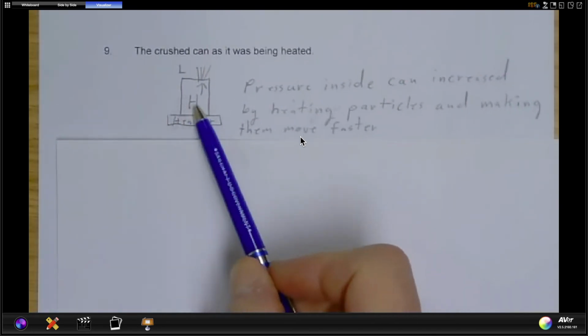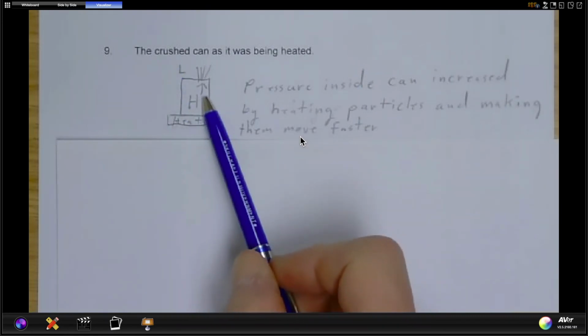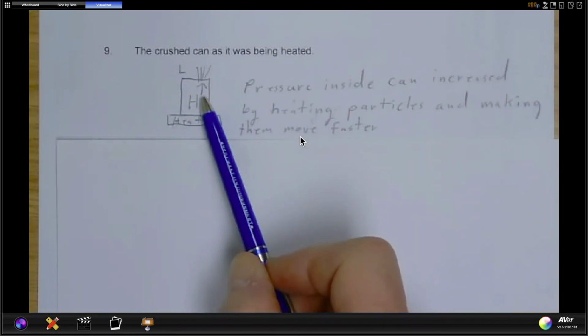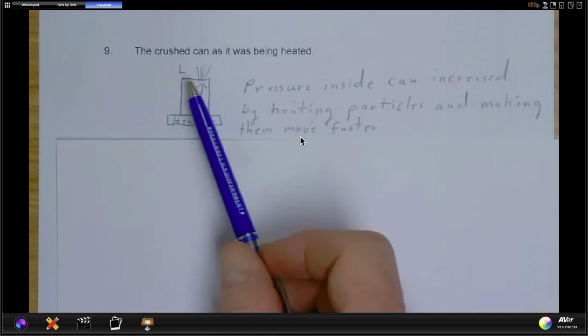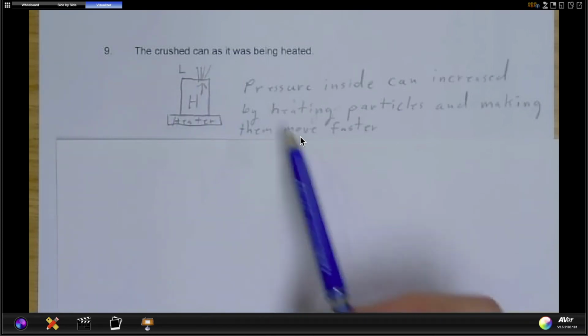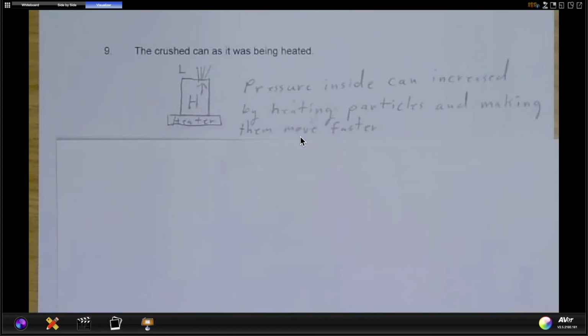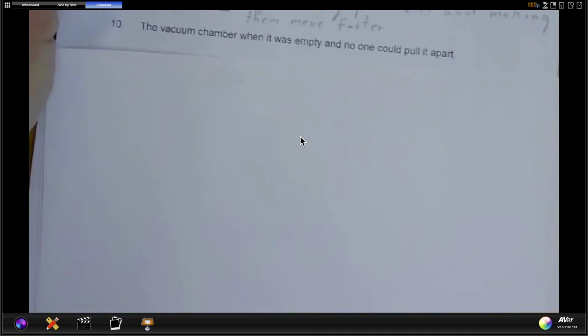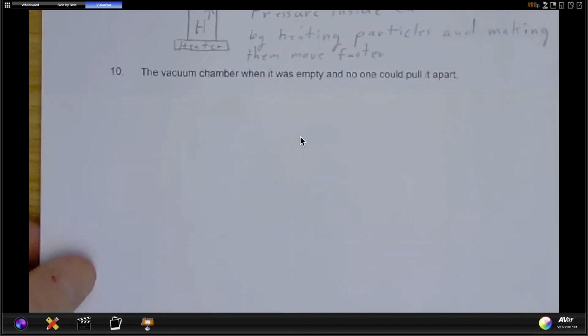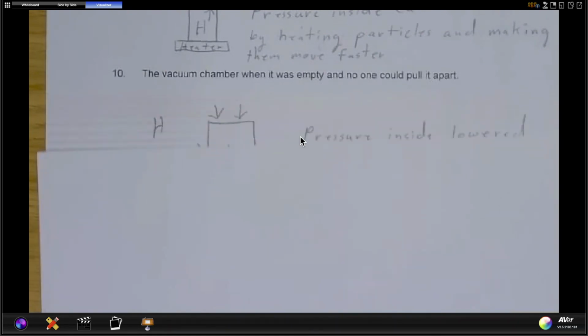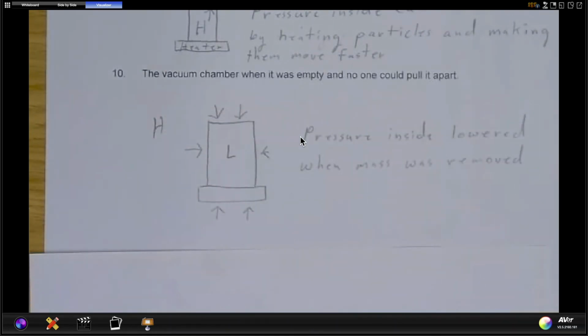And again, label the high and low pressure. We'll have a force arrow correctly showing the direction of force, high pressure going to low pressure, and then an explanation of how we got that high pressure. Okay, last one. The vacuum chamber when it was empty and no one could pull it apart. Well, this one, guys, would look like this.